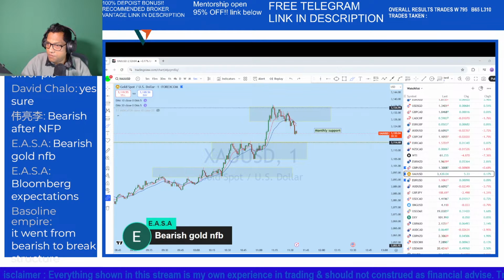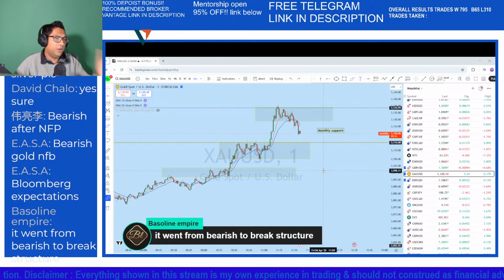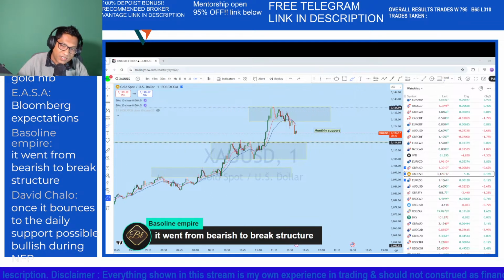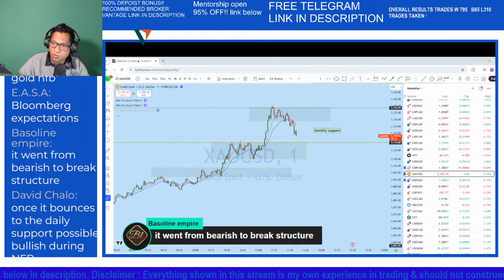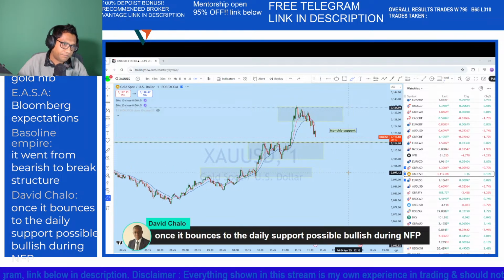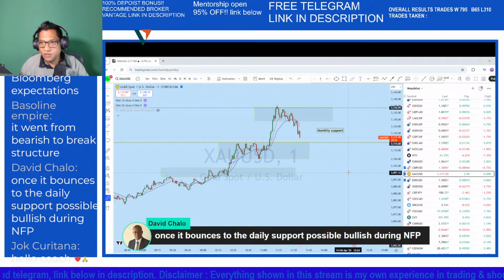It went from a bearish to a break up structure. Yes, so we see that from what time frame you are talking about, from bearish to break up structure. Once it bounces to the daily support, possibly bullish during NFP. Yeah, this is one point.